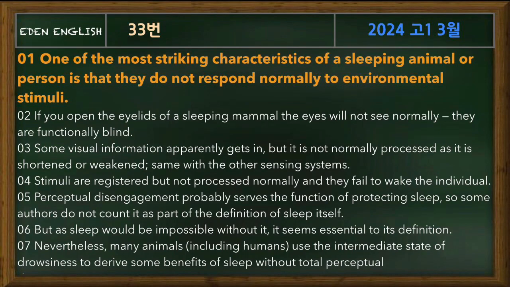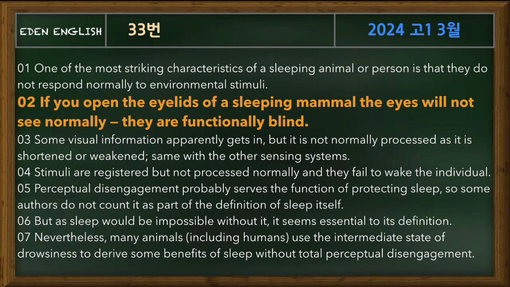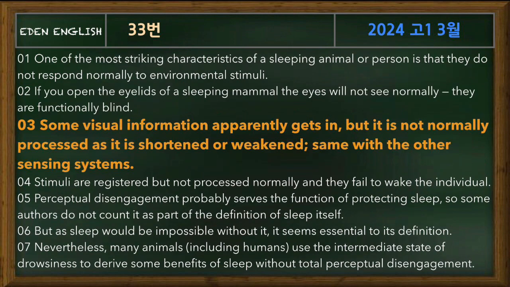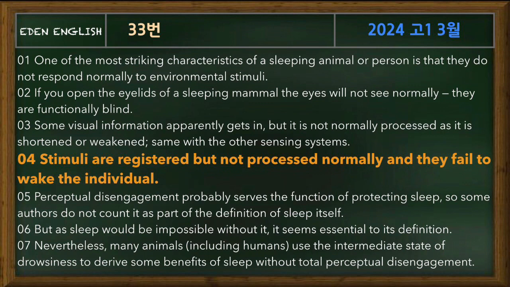One of the most striking characteristics of a sleeping animal or person is that they do not respond normally to environmental stimuli. If you open the eyelids of a sleeping mammal, the eyes will not see normally. They are functionally blind. Some visual information apparently gets in, but it is not normally processed as it is shortened or weakened. Same with the other sensing systems. Stimuli are registered but not processed normally, and they fail to wake the individual.